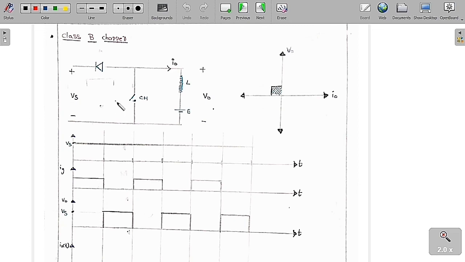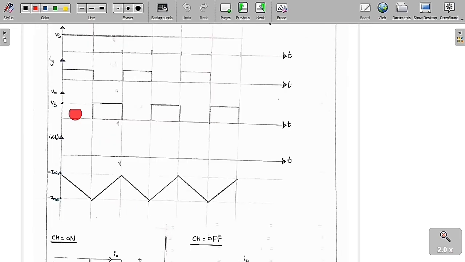When the chopper is on, when the switch is on, you can say that V0 is equal to 0. When the chopper is open, you can say that whatever the supply voltage is, is equal to V0. Therefore, whenever the chopper is on, the output voltage is equal to 0. Whenever the chopper is off, the output voltage is equal to the supply voltage.